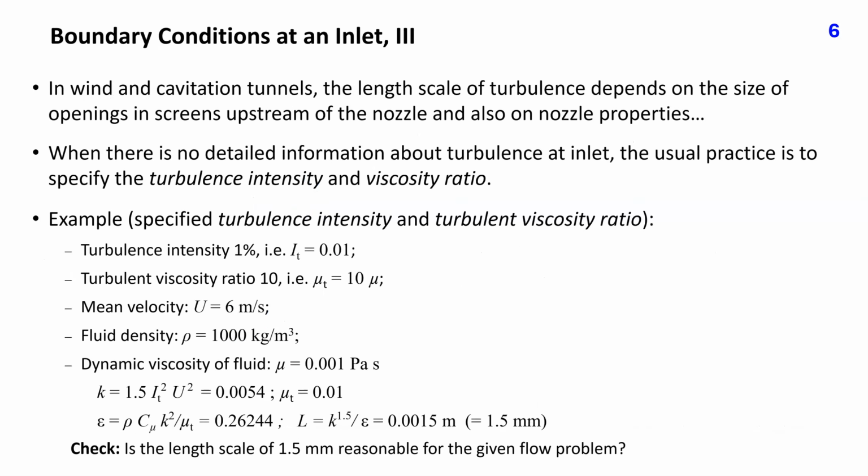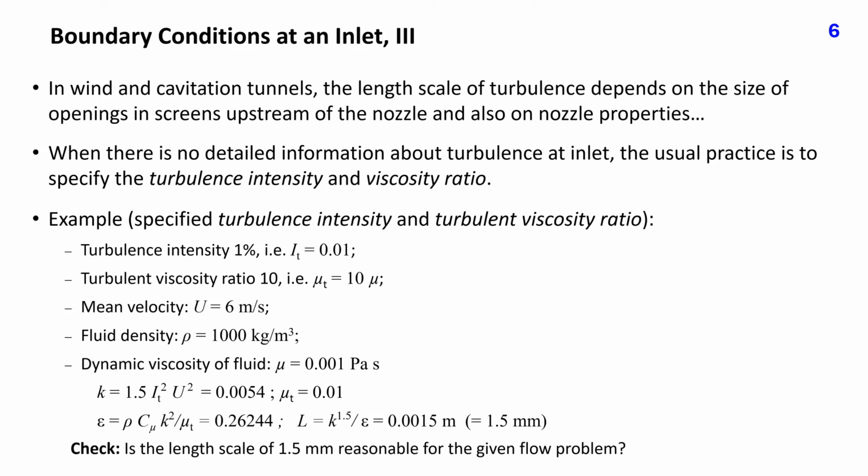In wind and cavitation tunnels, the length scale of turbulence depends on the size of openings in screens upstream of the nozzle and also nozzle parameters. When there is no detailed information about turbulence at inlet, the usual practice is to specify the turbulence intensity and viscosity ratio. Here is an example with specified turbulent intensity and turbulent viscosity ratio.